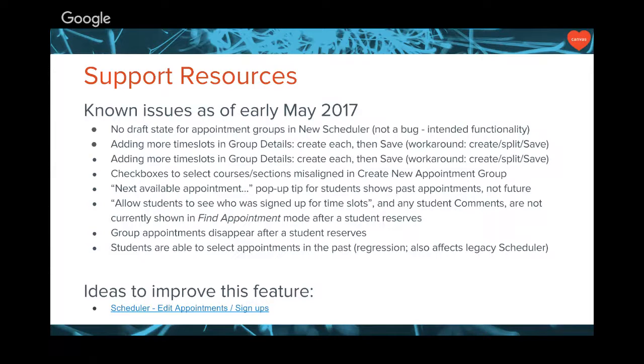With unifying appointment sign up as part of scheduler, because there's no draft state for regular calendar events, there's no draft state for appointment groups in new scheduler. So what that means is that you currently can't build all the options for your appointment group, leave it saved but unpublished, and then go in and publish it right before you want students to sign up. As currently designed, it's intended that you fill out all your options, and as soon as you press publish, students are notified that they can sign up. They'll see the find appointment button in their calendar. They'll see the appointment group link in their syllabus.